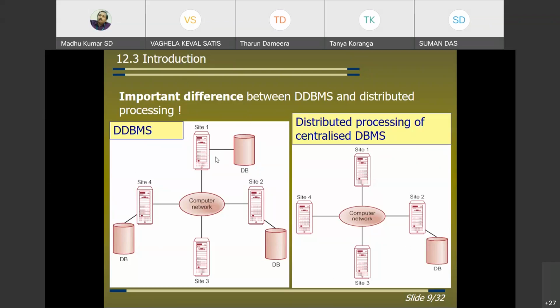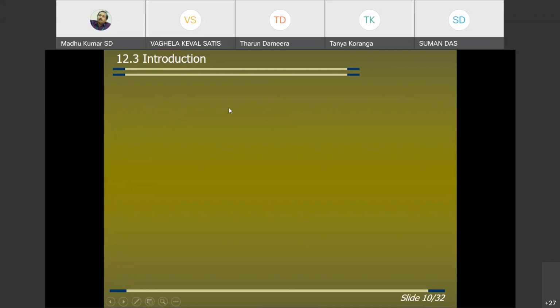So at site one, for all queries, it will first search in the local database. If present, it will answer locally. Otherwise, through the DDBMS, it will try to contact the copies of the data or the fragments stored in other places of the network. Good.